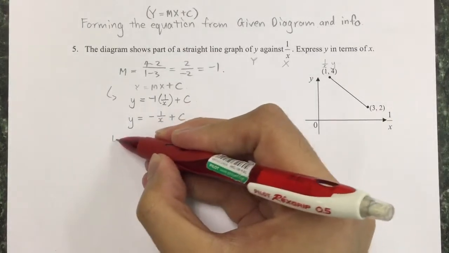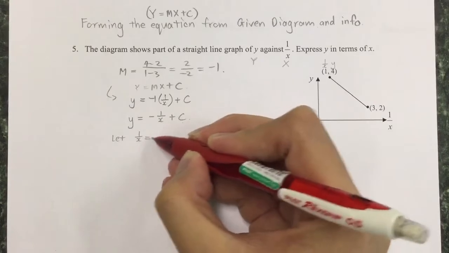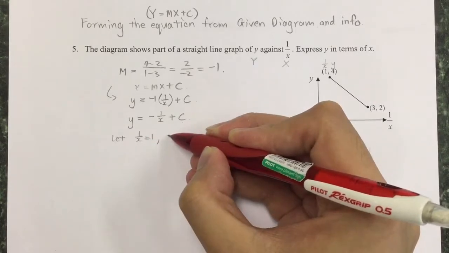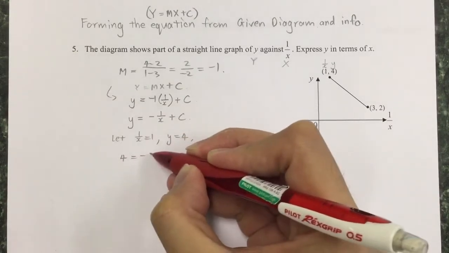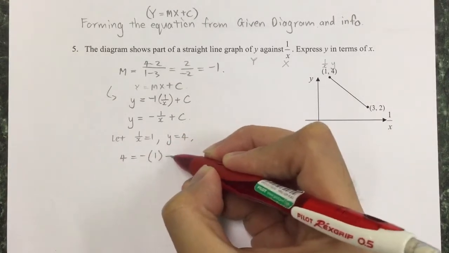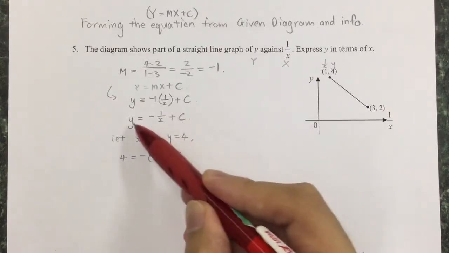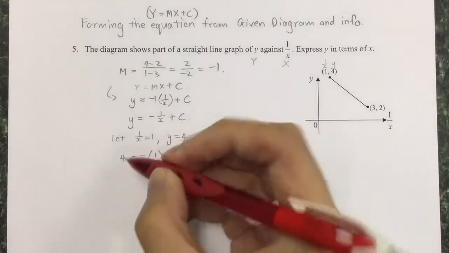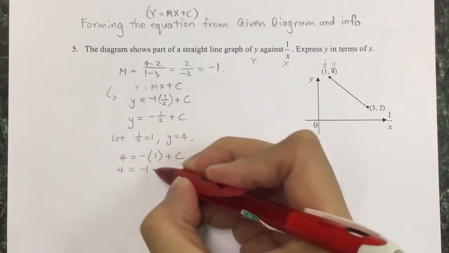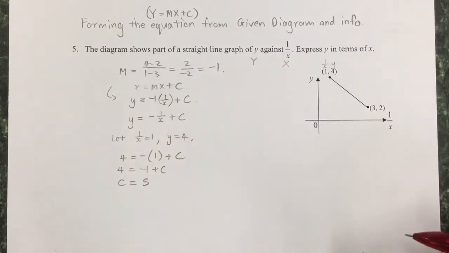So now we will let 1 over x be 1 and y be 4. So we're going to get 4 equals negative 1 plus c. So look very carefully at how we do the substitution. Alright, so we simplify this a bit and we're going to get a value of positive 5.